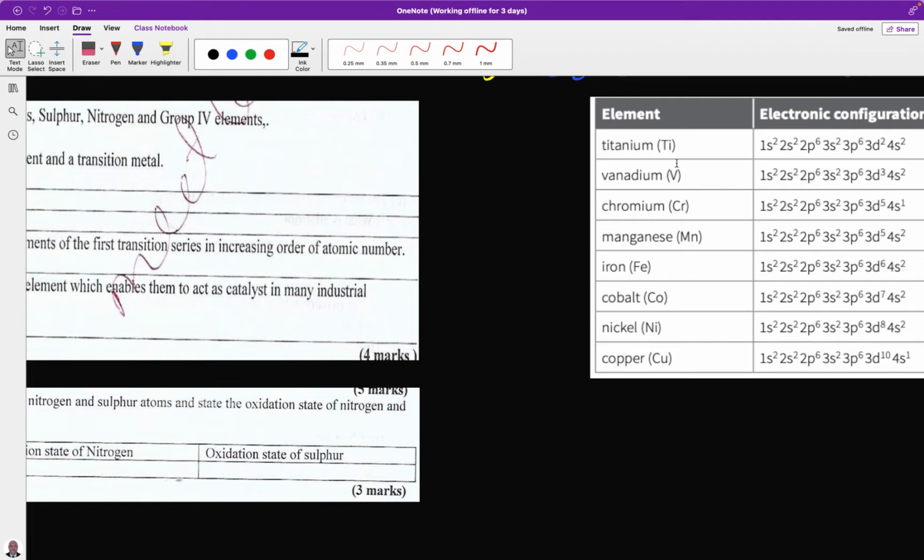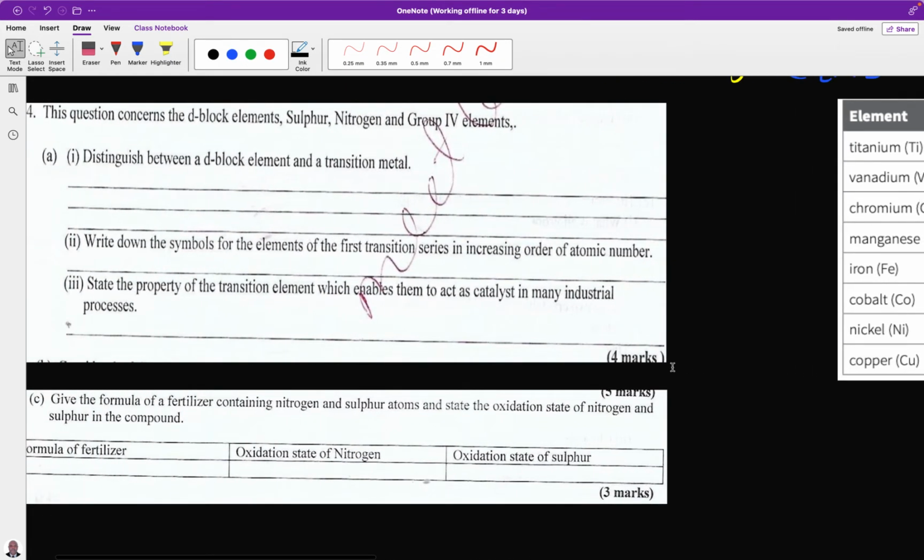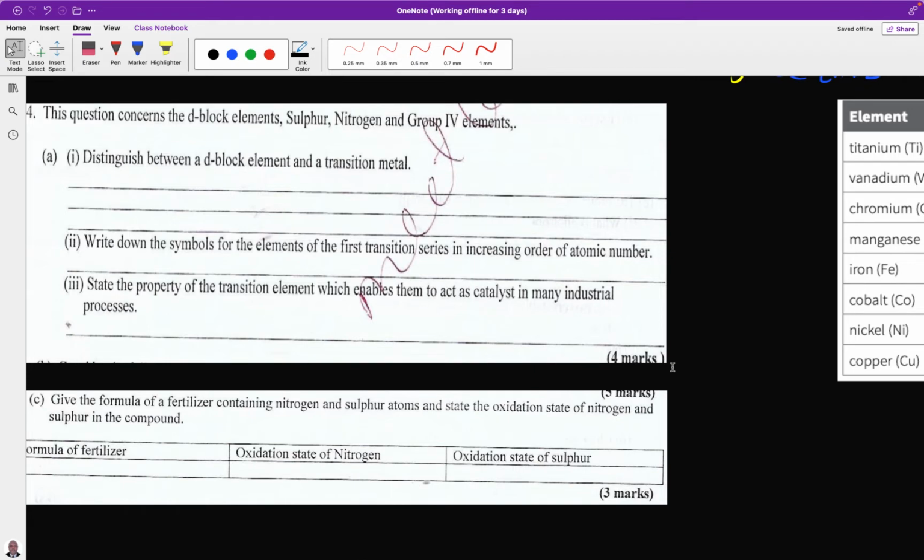You will have titanium, Ti, vanadium, V, chromium, and manganese will follow. Iron will follow. Cobalt will follow. Nickel will follow, and you end up with copper. These are what we call the transition metals. Write down the symbols of the elements of the first transition series.